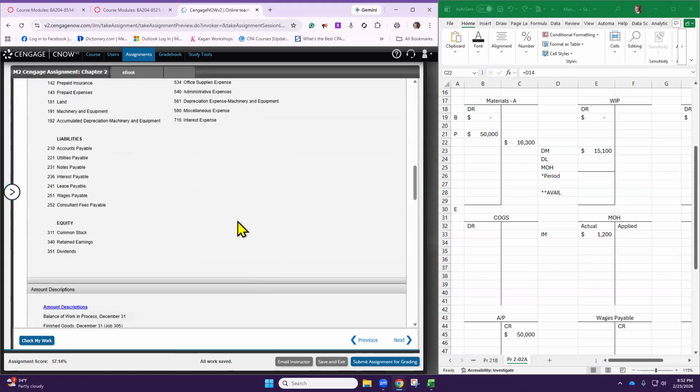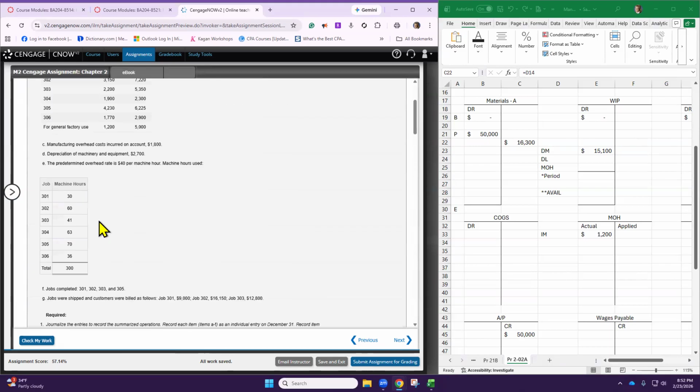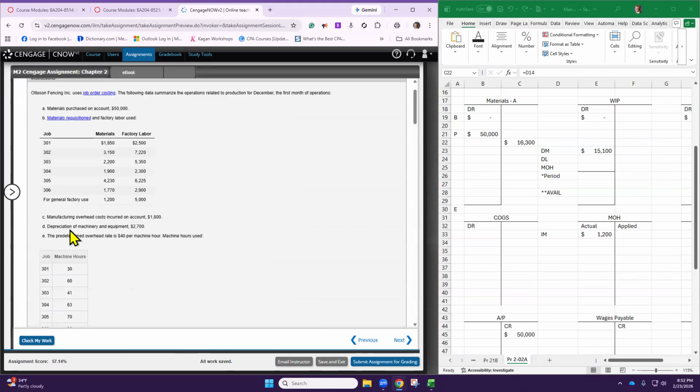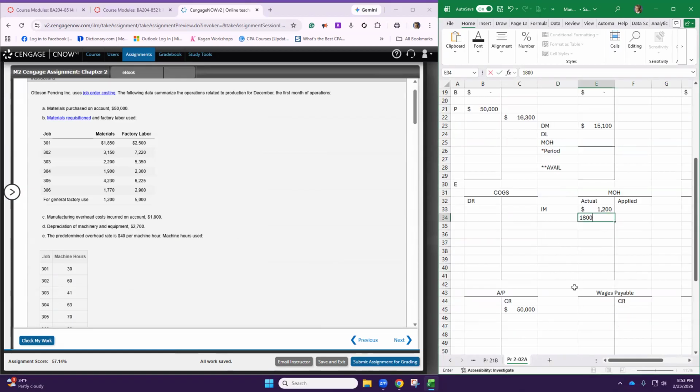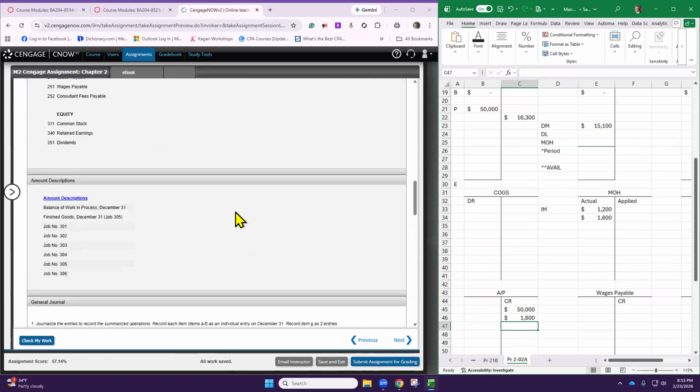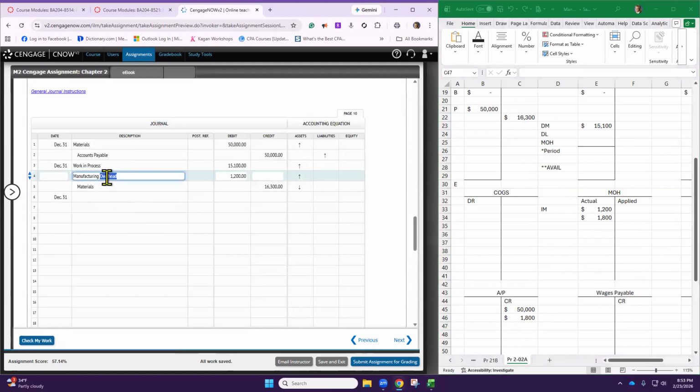Okay, December 31st, or the next one, so that was B. Now we want C, manufacturing overhead cost incurred on account. Manufacturing overhead costs incurred, $1,800 here, and it's on account. So 1,800 here. So let's do manufacturing overhead. Just like we did here, we could just copy and bring it down. And this is for 1,800, and accounts payable 1,800.